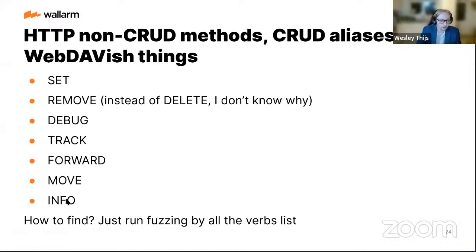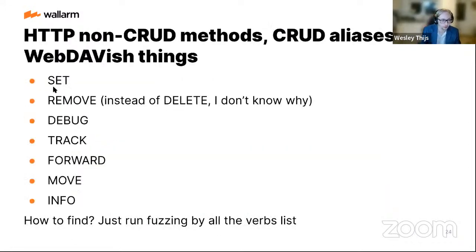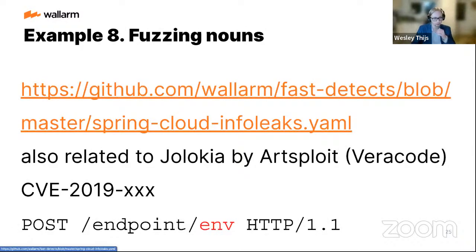And if you want to know how to find them, you just run a fuzzing list by fuzzing all of these specific verbs. We just replace this verb with the list of verbs for your specific endpoint that you're fuzzing, of course.